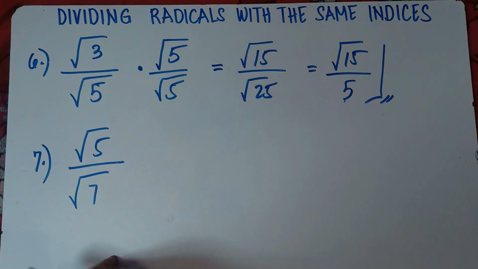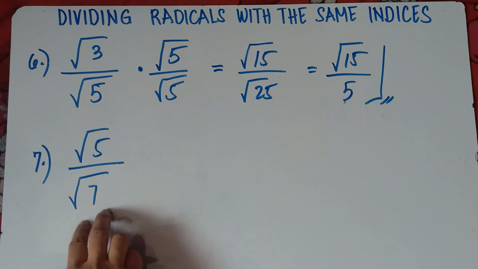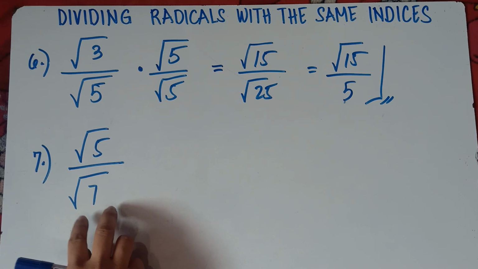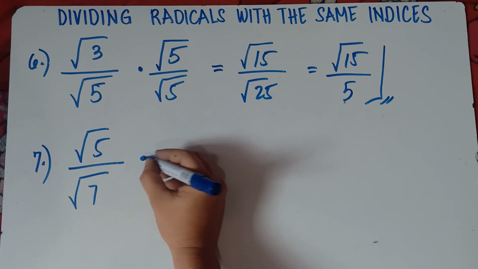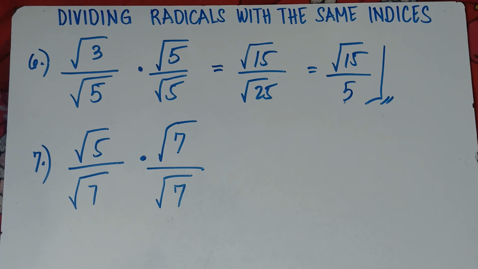So once again, we cannot divide 5 by 7. The thing that we will do is we need to rationalize. To rationalize, just simply copy the radical on the denominator. Multiply the numerator and denominator with the same radical, class, on the denominator. So multiply this one by square root of 7 over square root of 7.